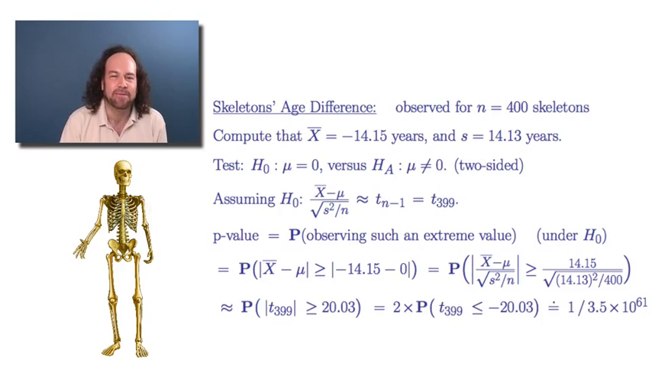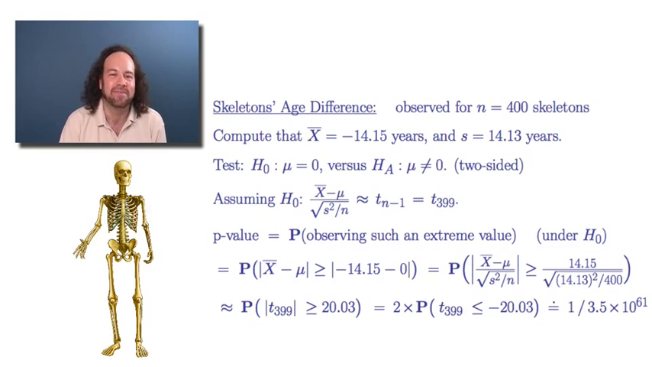Now, one trick is the probability that an absolute value of something like a t distribution is bigger than or equal to some value is just twice the probability that the value is less than or equal to the negative of it. Because again, the absolute value can be bigger if either the value is bigger or the value is smaller than the minus of it. So it's 2 times the probability that a t distribution with 399 degrees of freedom will be at least as small as minus 20.03. And you can work that out.